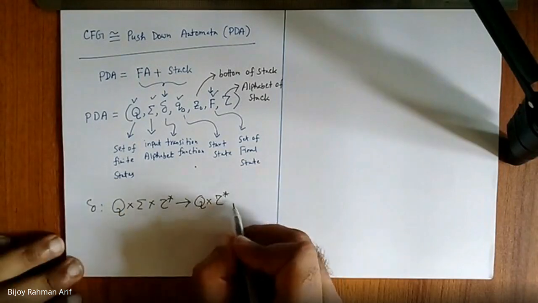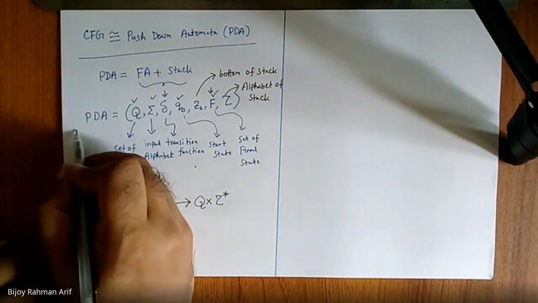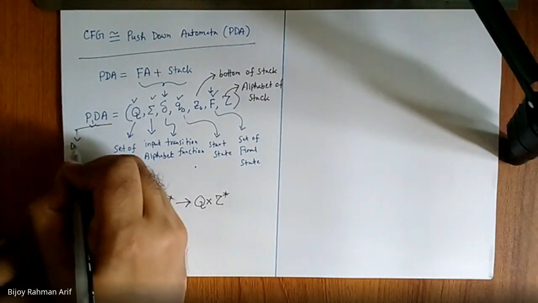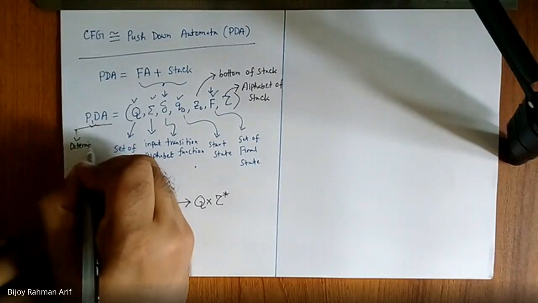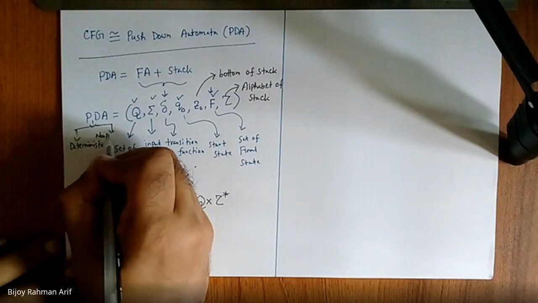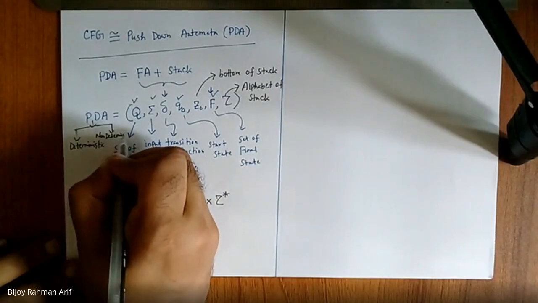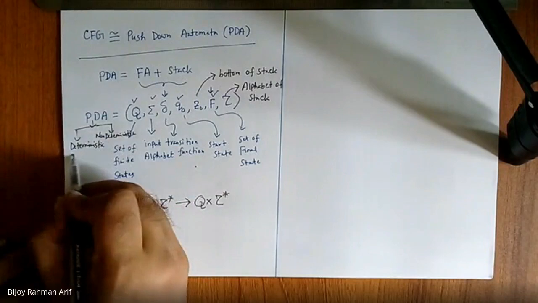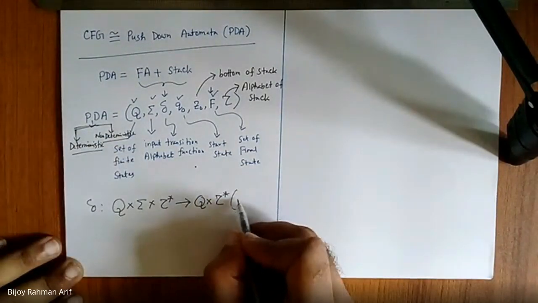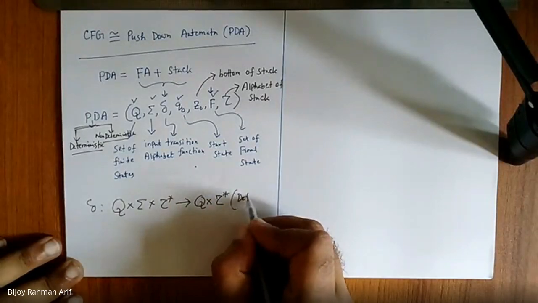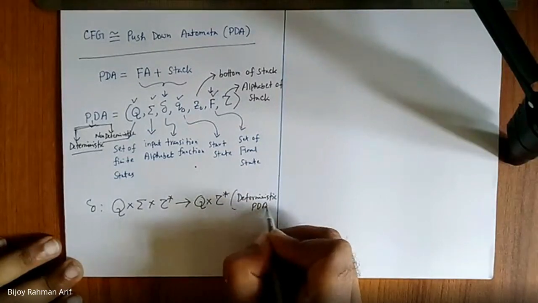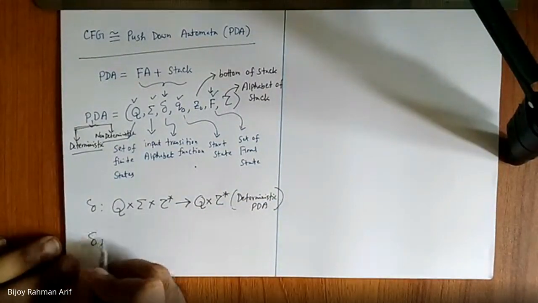So it is the deterministic one. PDA is also divided into 2 categories: one is deterministic, another is non-deterministic. So this is the transition function of deterministic PDA. And what would be the transition function for non-deterministic PDA?